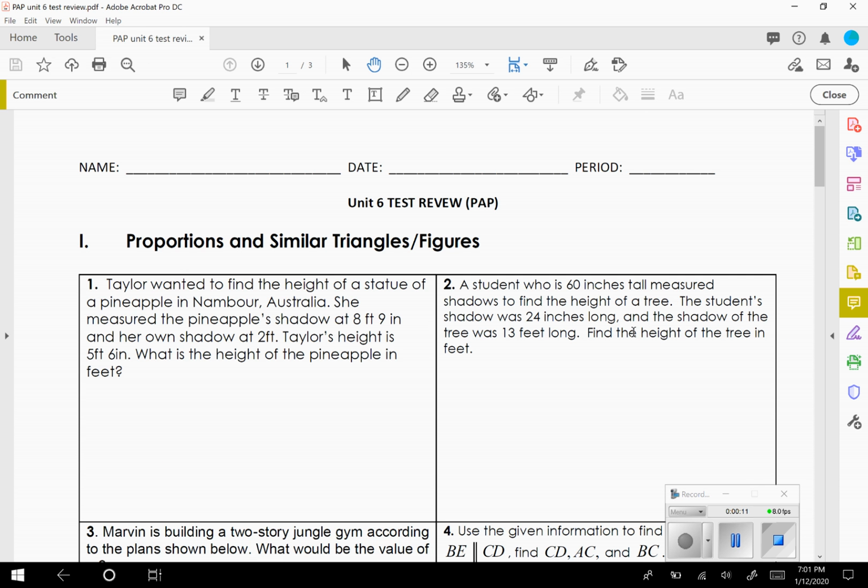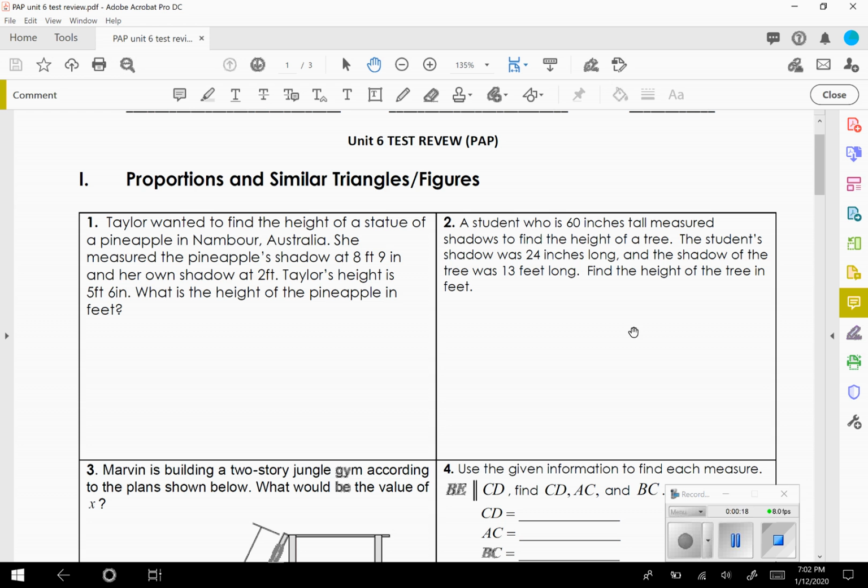Okay, we'll go ahead and get started here. This is for Unit 6 for our test. It's going to be on the 16th. Again, make sure you can do this, and then you can do the test.